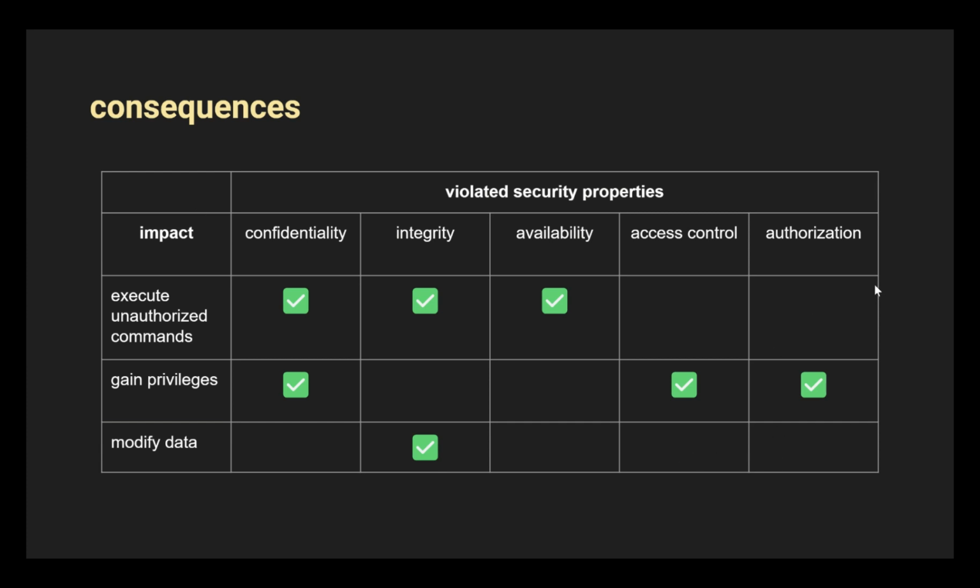So the violated security properties for executing unauthorized commands are confidentiality, integrity, and availability, while gaining privileges violates confidentiality, access control, and authorization, and modifying data violates integrity.